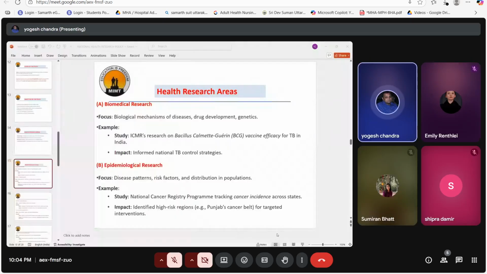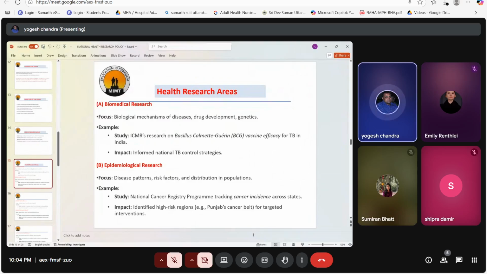See, biomedical research means the biological mechanism of disease, drug development, genetics. They are all covered under biomedical research. And if you take the example of ICMR, the vaccine efficacy for TB in India, that is part of biomedical research. And how is this research going to help? We can modify, we can do a lot of things with TB control strategies if research gives us some input.